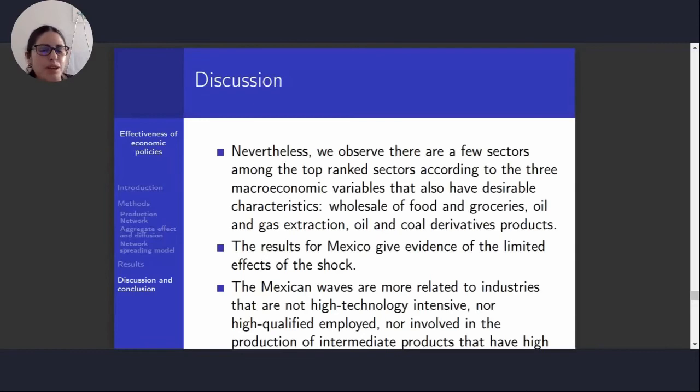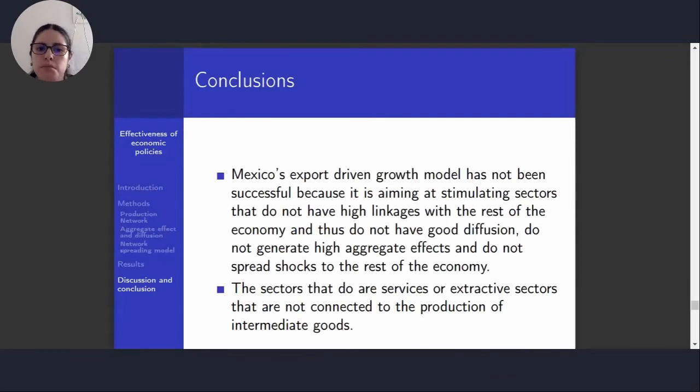Ironically, they are not being promoted by the government, are not being stimulated. So these are relatively small sectors and are not connected with the manufacturing sector. Okay, so I'm just going to go directly to conclusions. Mexico's export-driven model has not been successful.